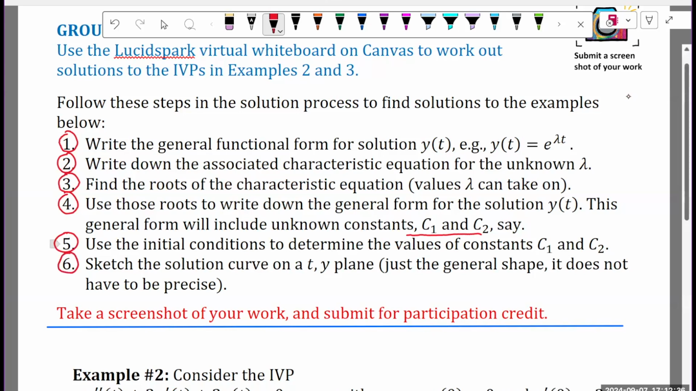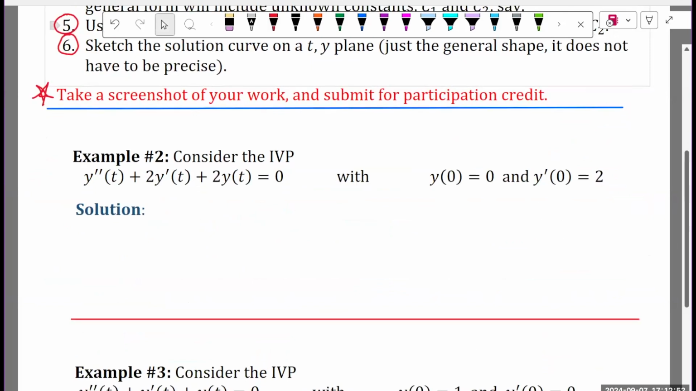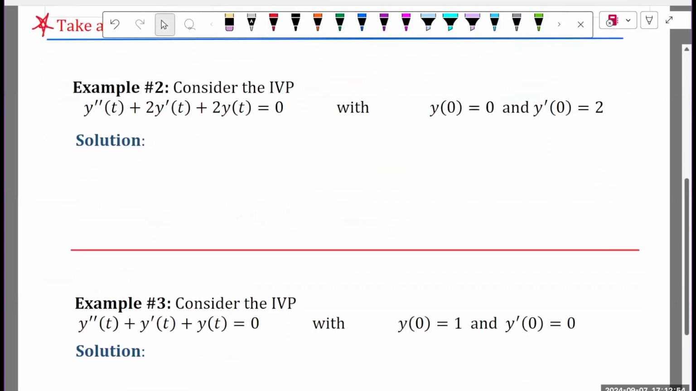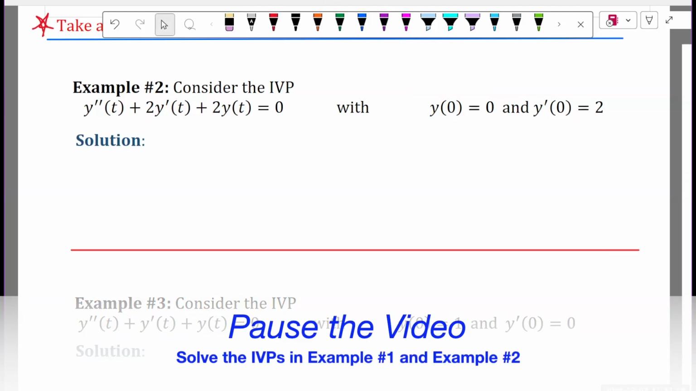Finally, sketch a solution curve on the ty plane, just a general shape. It does not have to be precise. And do take a screenshot of your work to turn in on Canvas. The two examples are as follows, and they are also available on the Lucid Spark whiteboard if you wish to work there. Otherwise, you can work on your own scratch paper or tablet and turn in. Take some time and complete these problems now, and then I will show you how I would complete them.